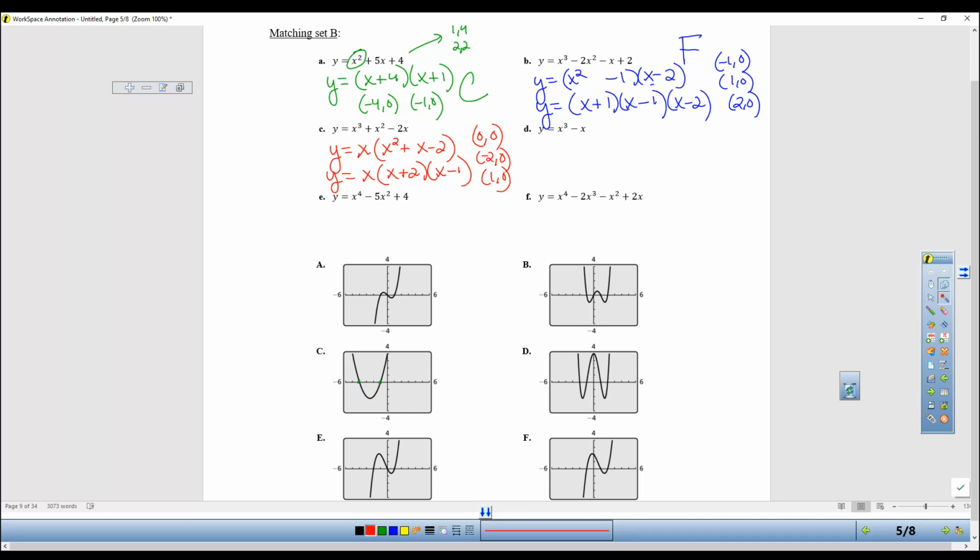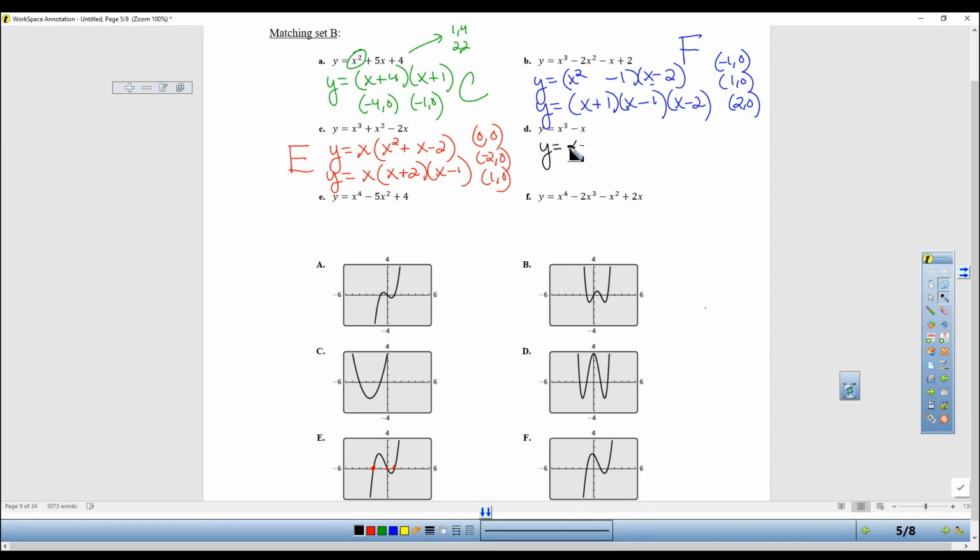So I need a cubic equation. We've already used f, but actually we've used c, and now I have 2 cubic ones left. This one goes through 0, and this one goes through 0. But this one, -2, it doesn't go through -2. This one goes through -2, 0, and 1. So this one is E. All right, we're getting there.